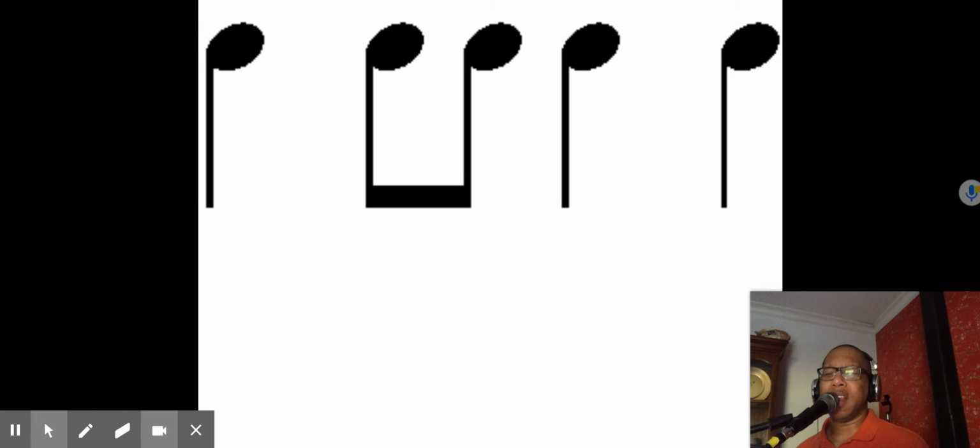Now, if you take a look at the rhythm on the screen, we have a quarter note followed by two eighth notes. We know those are two eighth notes because they have the one beam connecting them. And then it's followed by two more quarter notes. Most of us can play this rhythm. So I'm going to play it and then you will echo me. One, two, here, go.